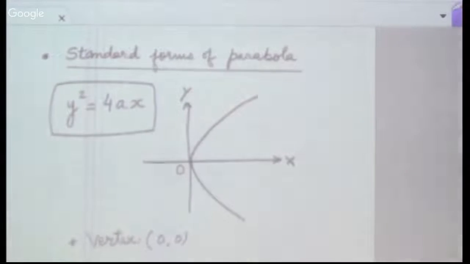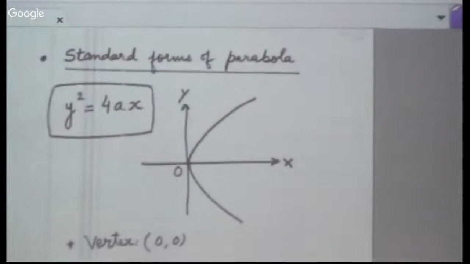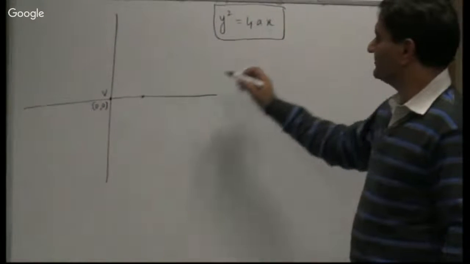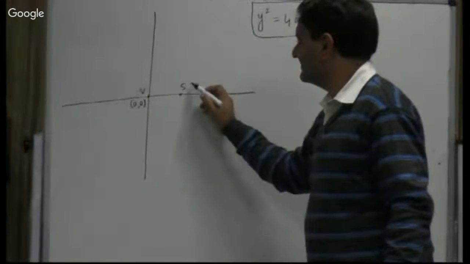Vertex is (0, 0). Clear? This is the vertex. Coordinates are (0, 0). Focus: in this case, we started with what? (a, 0). So the coordinates of the focus are (a, 0). Focus is (a, 0). Is that clear? This is denoted by S, and the coordinates are (a, 0).